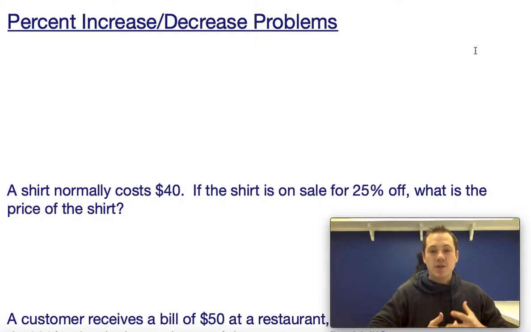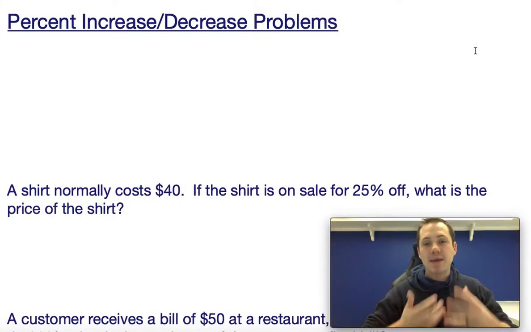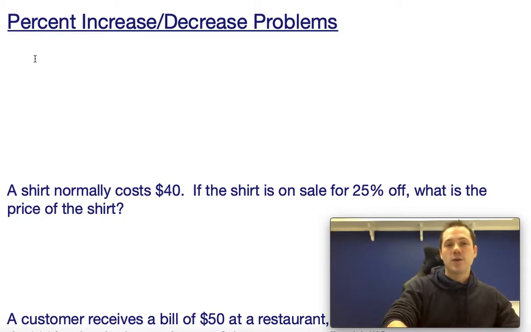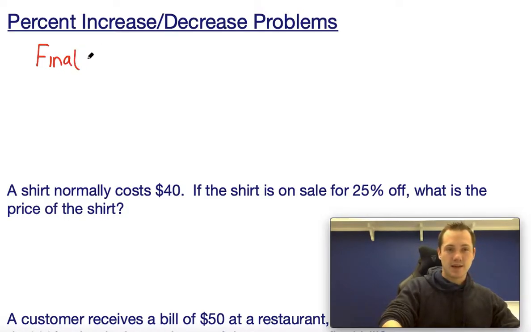Now, for percent increase and decrease problems, probably the best way to think about it is to use this equation. And this equation is going to tell you how to relate the final price to the initial price. So what we're going to say is the final price of the computer is going to equal whatever the initial price is times 1 plus or minus r.